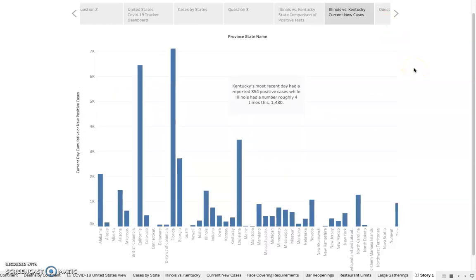So this just shows the new cases. As of the most recent day, positive cases, I just wanted to point out that Kentucky had 354 cases. If you look down here, 354. I also have an annotation up top where you can look. While Illinois over here had 1,430, which is roughly 4 times the amount that Kentucky had. And I just wanted to point this out because this shows another reason that these numbers are growing apart, that is Kentucky and Illinois' case count. The reason is that Illinois each day is having 4 times more than what Kentucky has. So these numbers are continuing to split.